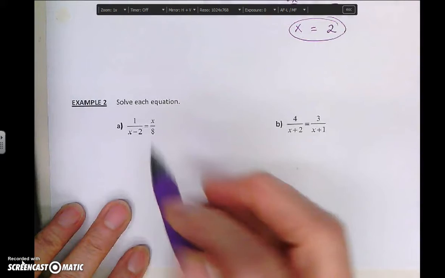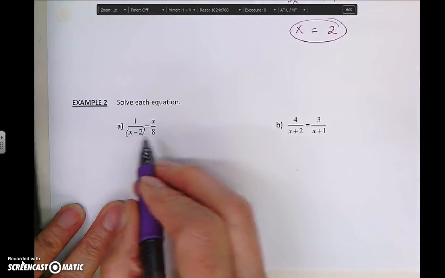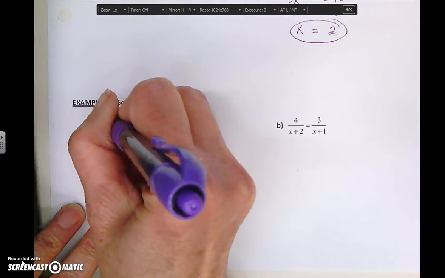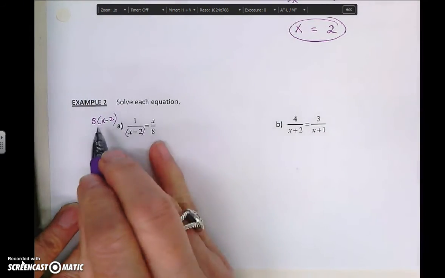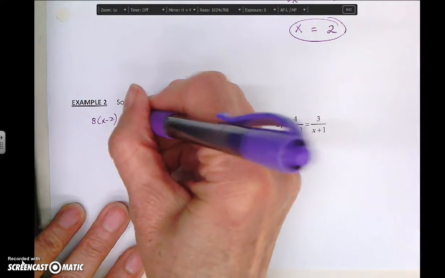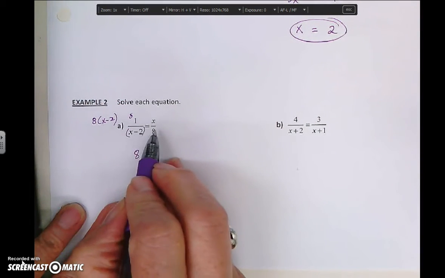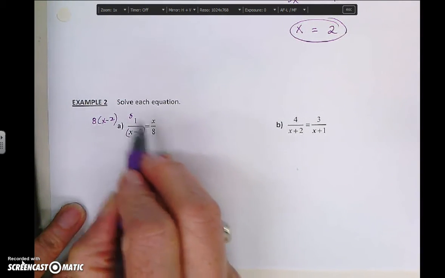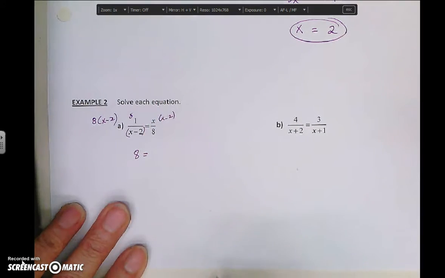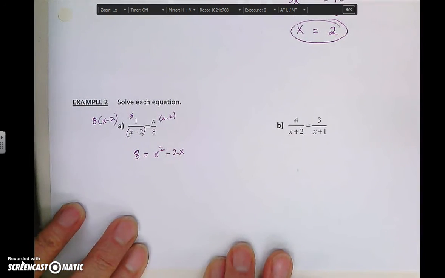So for example 2, common denominator, remember that this is a group. I have an x minus 2 and an 8, so my common denominator is going to be 8, both of those factors. When I multiply it times the first fraction, my x minus 2's cancel, and I'm left with an 8, so that gives me 8 times 1 is 8. When I multiply this times my second fraction, the 8's cancel, and I'm left with x minus 2. So I'm going to put this here, and that's going to give me then x squared minus 2x.